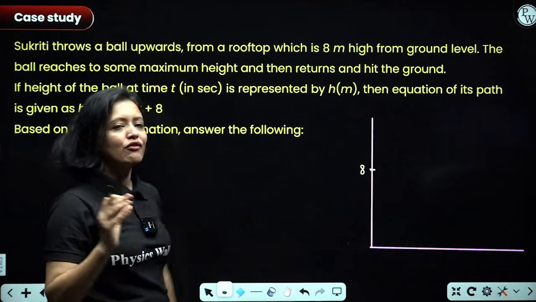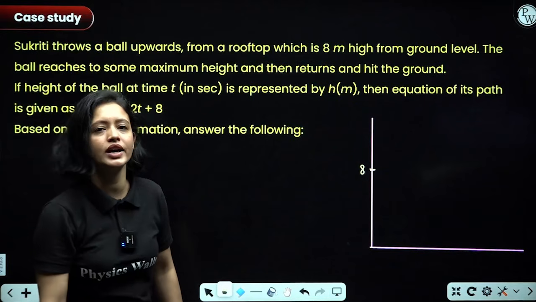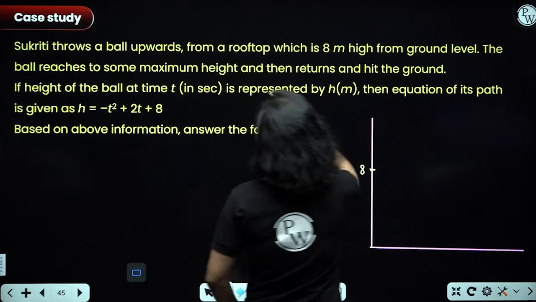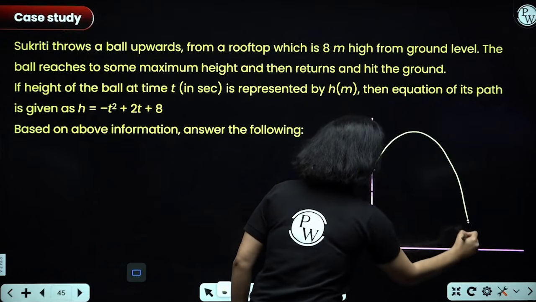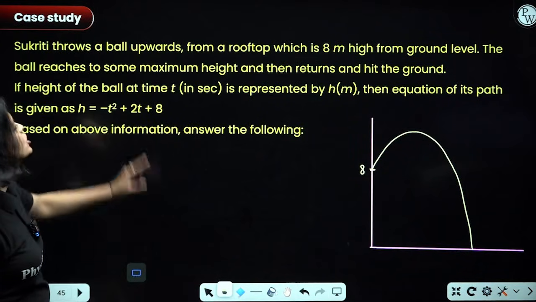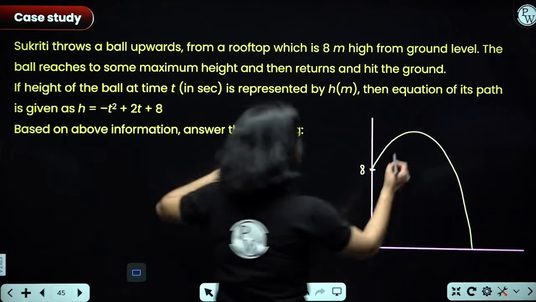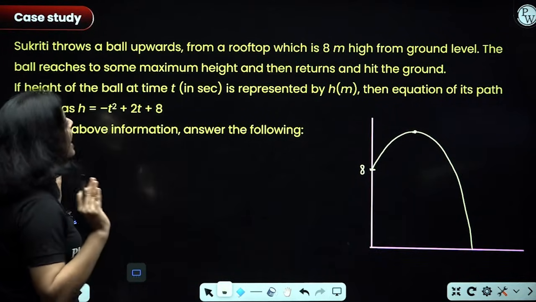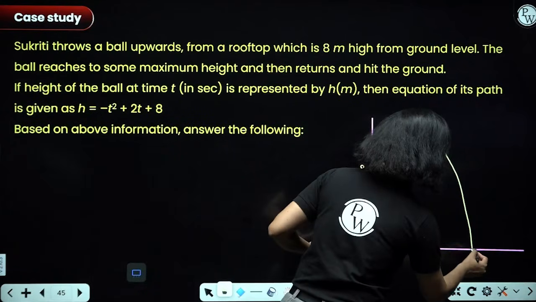Now, I have already told you that when anything is thrown, it never goes straight up and then straight down. It always follows a parabolic path. So if the ball is thrown from here, it will go up and then come down, forming a parabola. The ball reaches some maximum height, which we do not know, and then returns and hits the ground. You can see it is hitting the ground here.